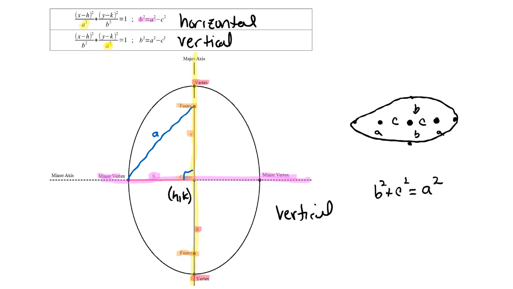And that's why you see these equations next to the equation of the ellipse, because those sides can be related to each other.